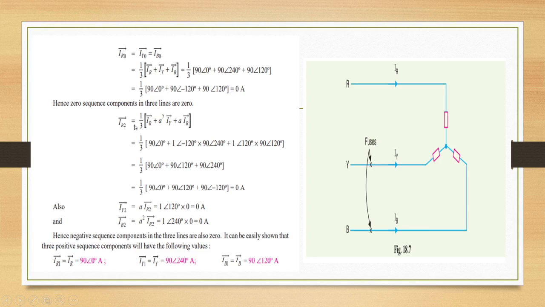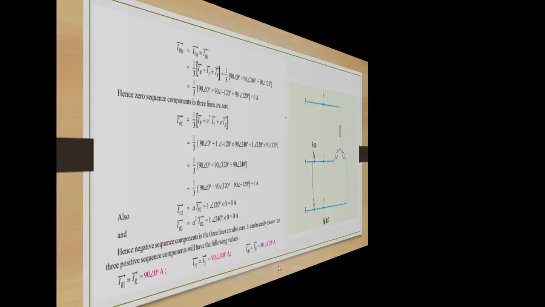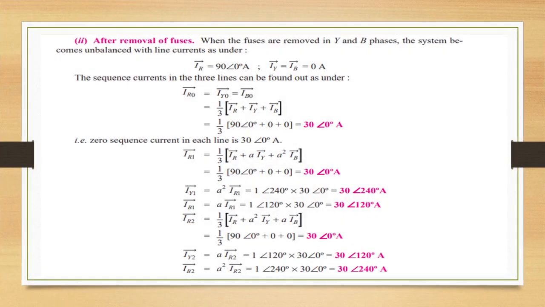IR2 is now 1/3 of IR plus a square IY plus a IB. So it is 0. IY2 is also 0, IB2 is also 0. Hence, negative sequence components in 3 lines are also 0. It can be easily shown that the 3 positive phase sequence components will have the following values: IR1 is equal to IR is equal to 90 angle 0 degrees, IY1 is IY is equal to 90 angle 240 degrees, IB1 is IB equal to 90 angle 120 degrees. So this is before removal of fuses.